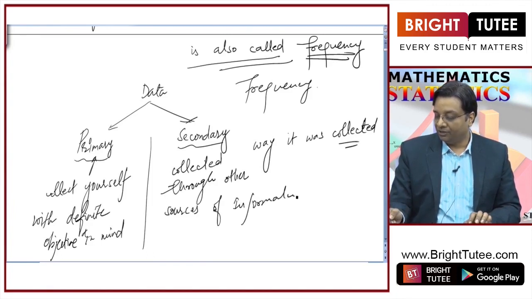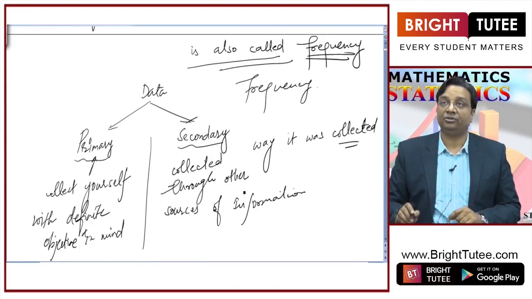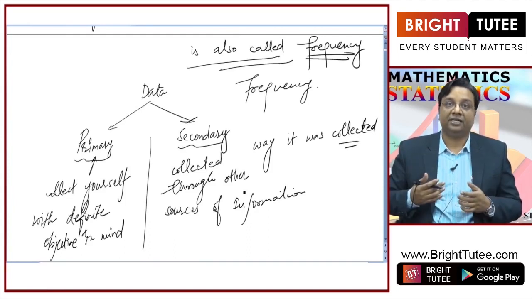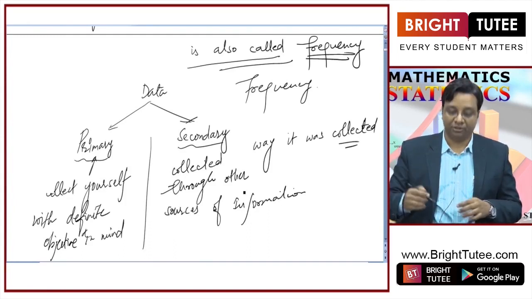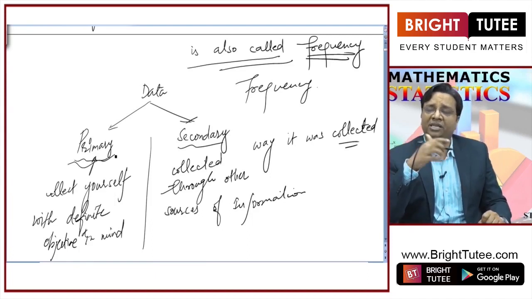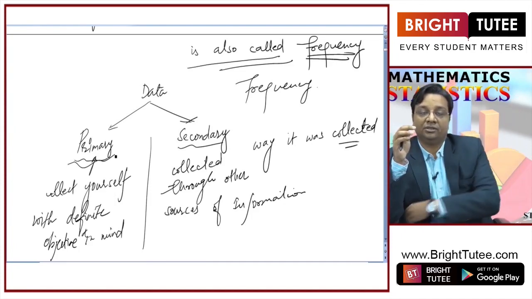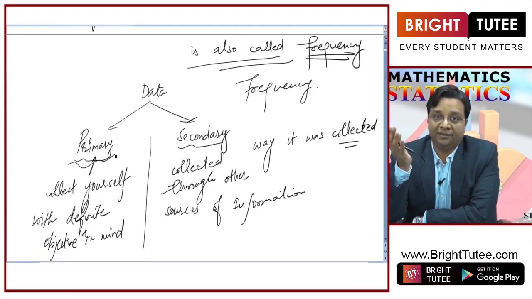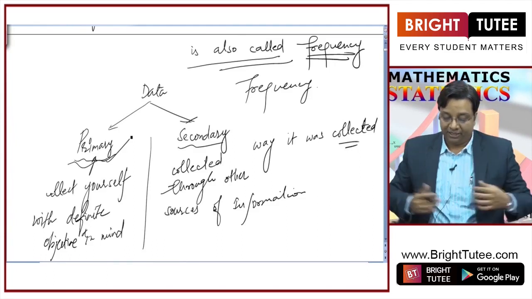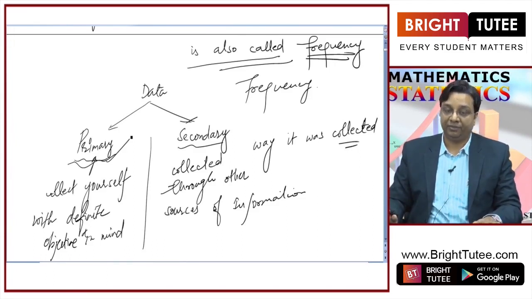Now, if I ask you which data is more reliable, some of you may jump and say that secondary data is more reliable because it is collected from newspapers and all. No, because you cannot trust a newspaper more than yourself. If you collect some data yourself, that data is more reliable. Data in some newspapers and magazines may be biased, or may be collected through some other source, which may not be reliable. You don't know about that, right? So primary data is always more reliable, which you collect yourself with a definite purpose in your mind.